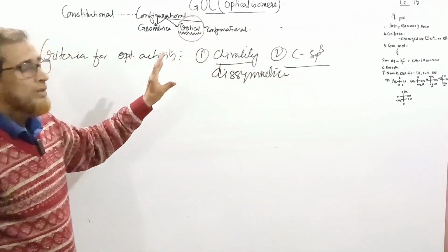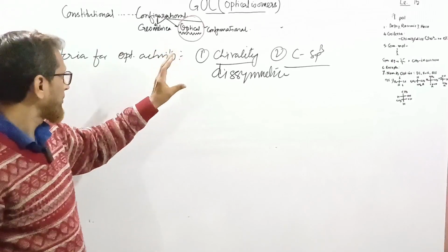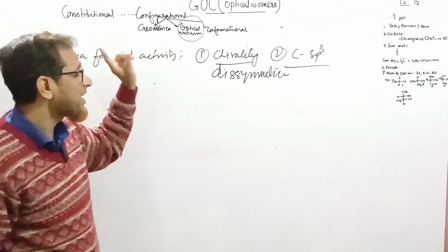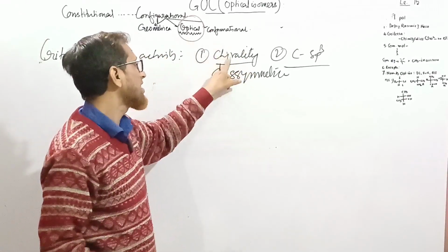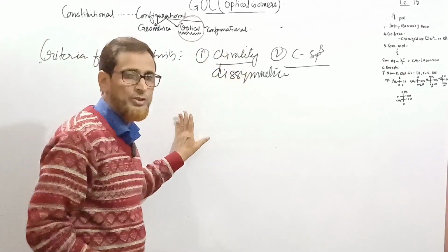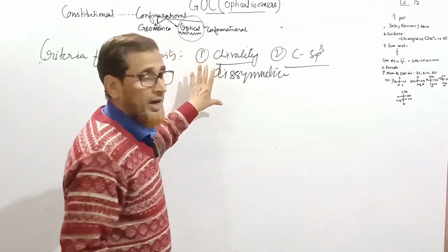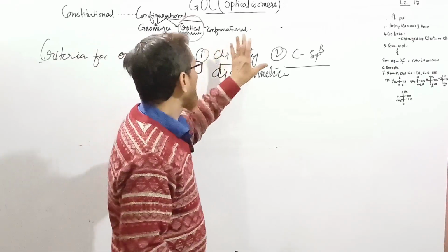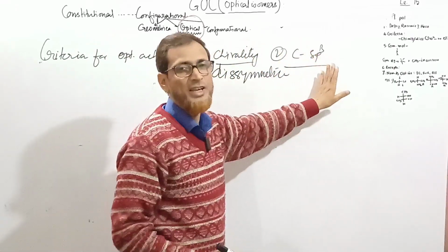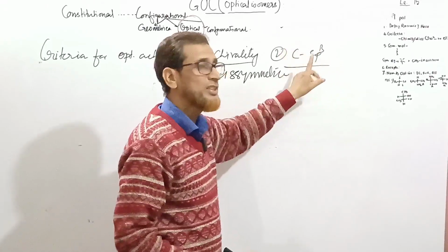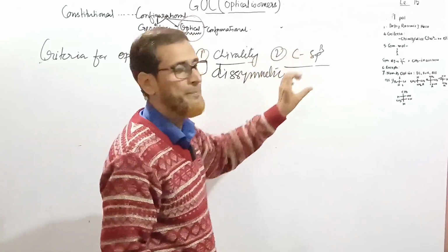So an optically active compound must have a chiral center, a carbon, and this carbon must be disymmetric. So chirality and disymmetric are the same thing. I am going to explain that a bit later on. And if this is chiral, then this chiral carbon should be sp3. It should not be sp2 or sp. It should only be sp3. If these conditions are fulfilled, then this organic compound is optically active.